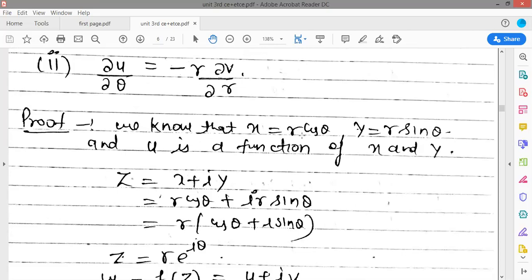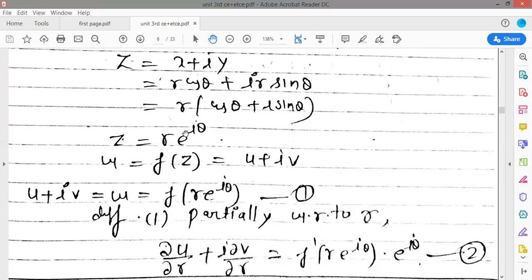We know that x is equal to r cos theta, y is equal to r sin theta, and u is a function of x and y. So z is equal to x plus iota y. Put here r cos theta plus i r sin theta, and z is equal to r times cos theta plus i sin theta, so z is equal to r e to the power i theta by De Moivre's theorem. This is another form, the exponential form. w is equal to f(z) is equal to u plus iota v, so we can write w is equal to f(r e to the power i theta), in place of z. This is your equation first.